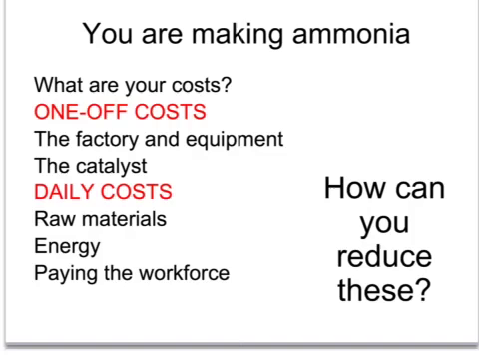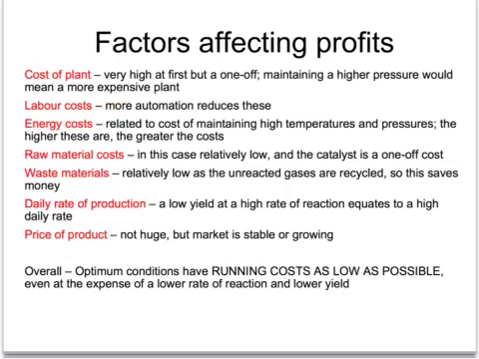As a scientist and a businessman or woman, you've got to consider how you would reduce those costs to a minimum. Looking at the Haber process as our example, the cost of the plant is a massive one-off cost. However, maintaining a higher pressure would make a very expensive set of equipment, and therefore keeping the pressure to a more reasonable 200 atmospheres is good financial sense.